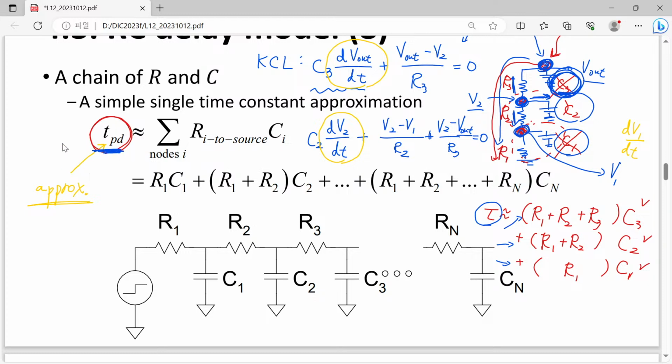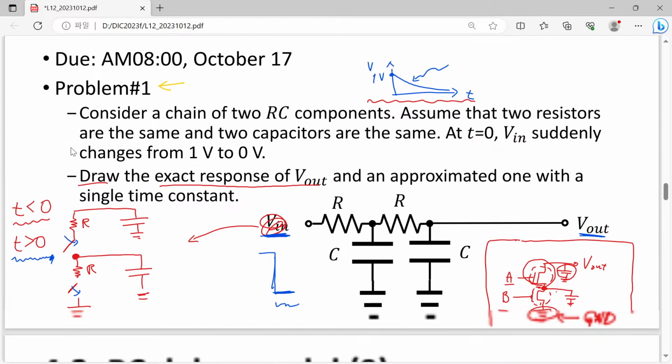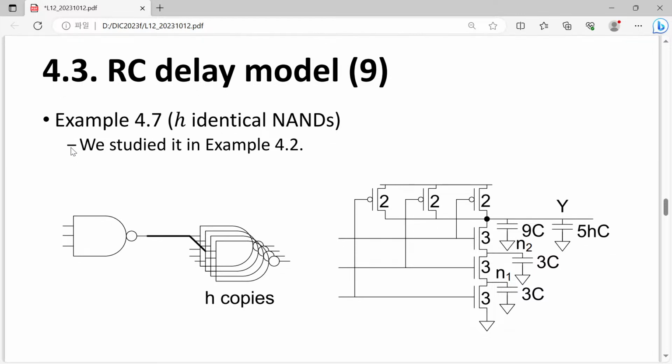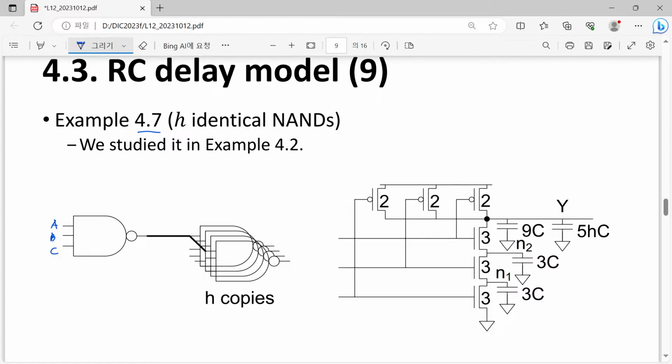So let's go to the RC delay model. It's a nice page. In this example 4.7, instead of an inverter, we have a 3-input NAND with inputs A, B, C. We already studied this circuit in our previous lecture 4.2. Do you remember this diagram?